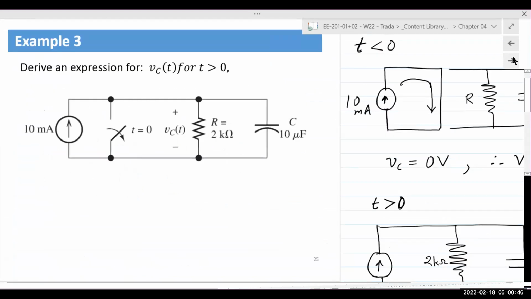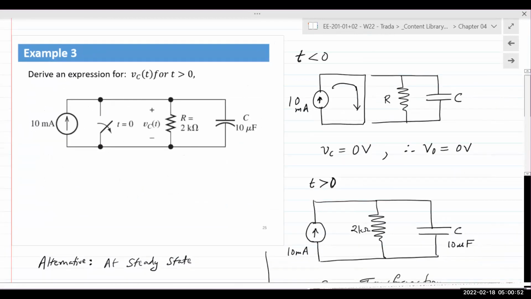Okay, so let's move on to example 3, the last and final one. Here we have a capacitor of 10 microfarads. There is a current source of 10 milliamps and a switch which is flipped open at time t equal to 0. So let's begin by drawing the circuit for time t less than 0.